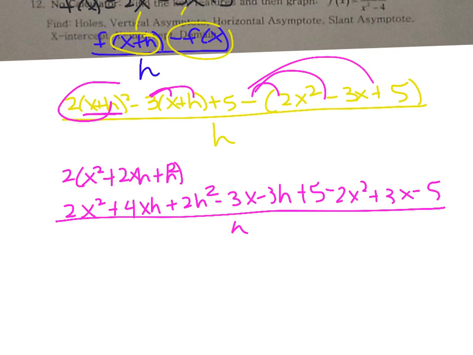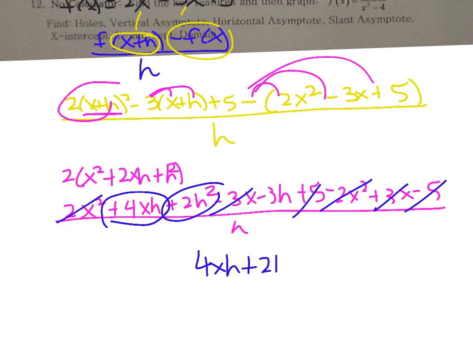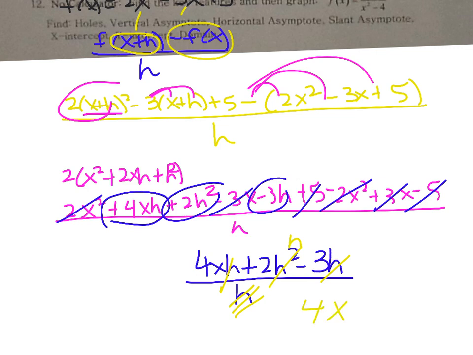Okay, so let's simplify this here. 2x squared minus 2x squared cancels. Negative 3x plus 3x cancels. And 5 minus 5 cancels. So I'm left with 4xh, and then I have plus 2h squared minus 3h over h. Now you're going to reduce. So h and h reduce here. h and h squared reduce to h. And h and h reduce here. So I get 4x plus 2h minus 3. That's your difference quotient.